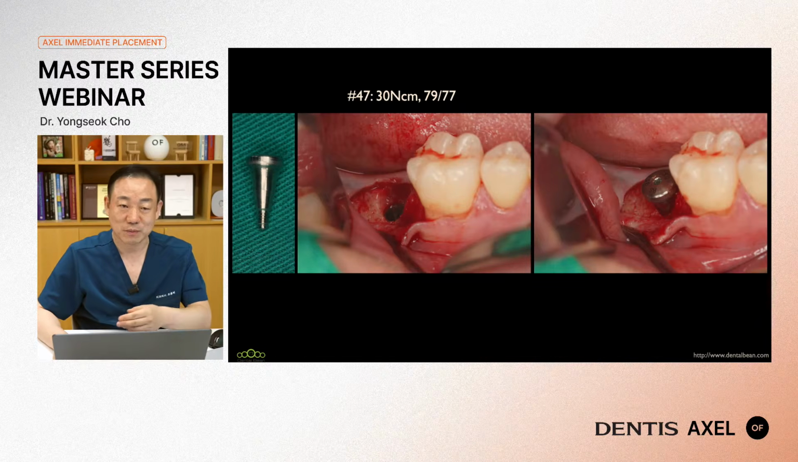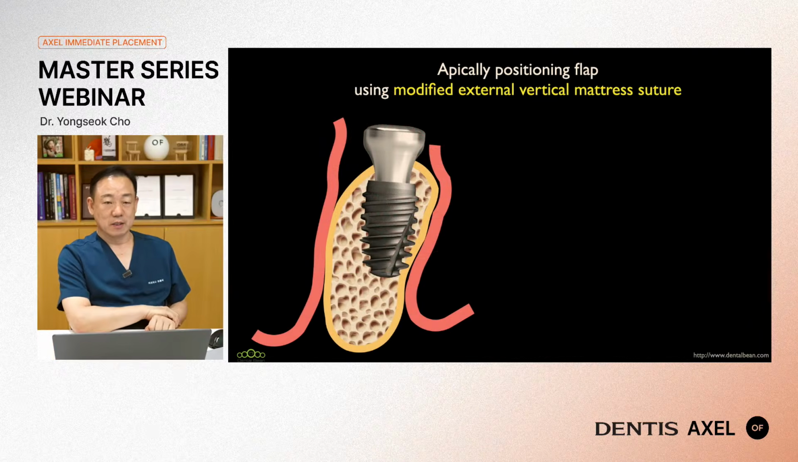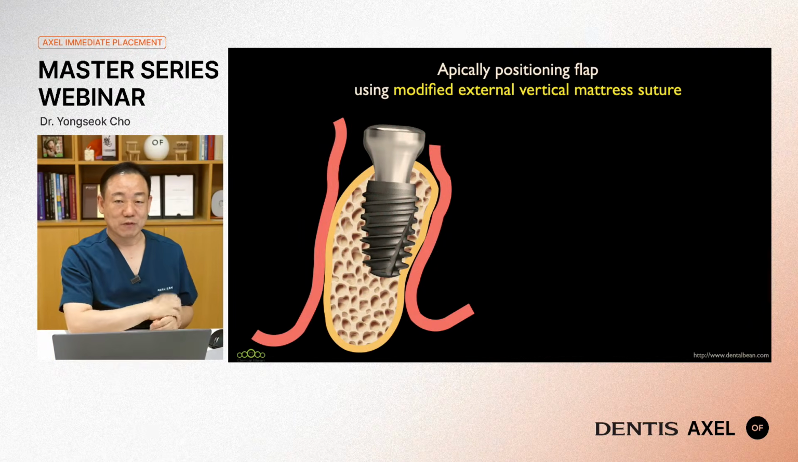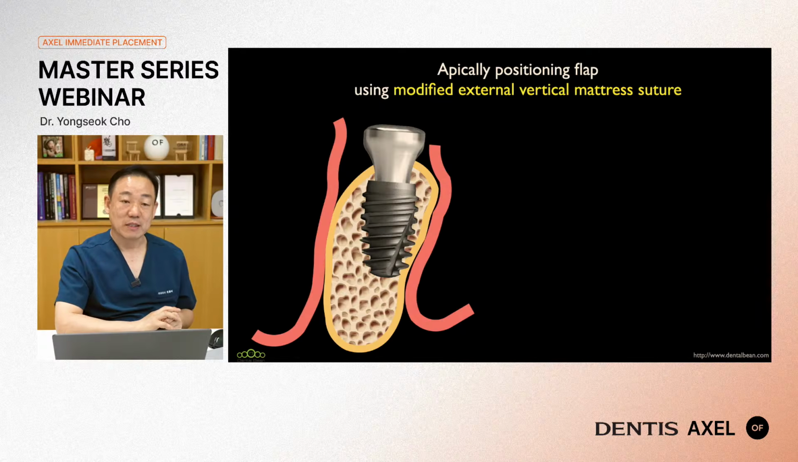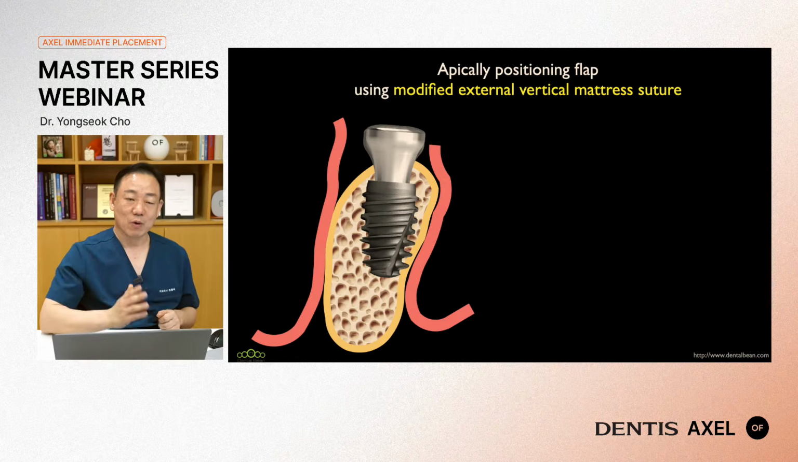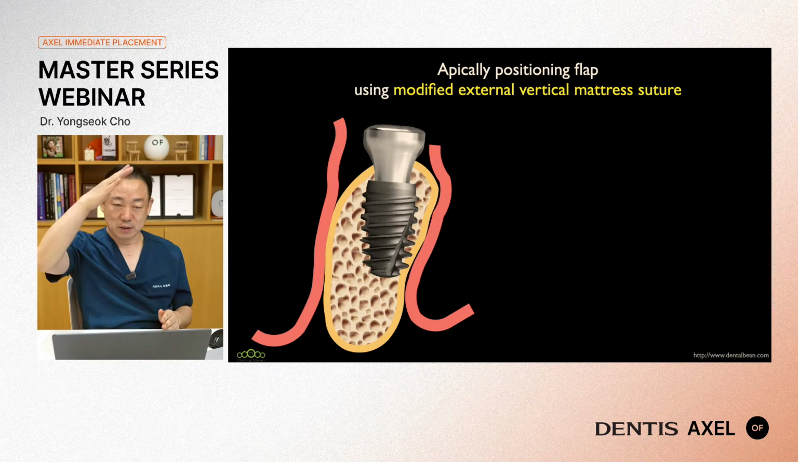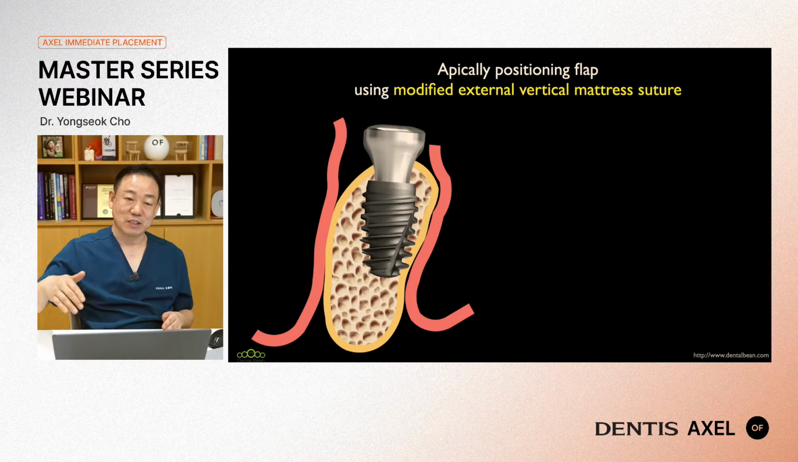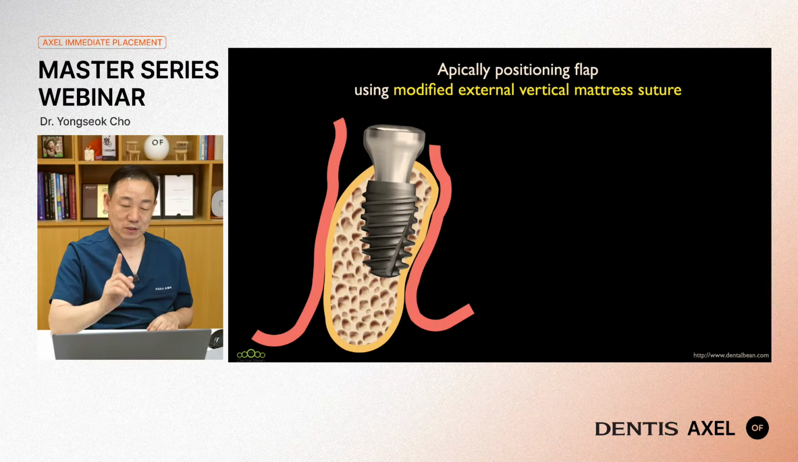Okay, then I can show you a picture of how to perform modified external vertical mattress suture. This is an illustration of the modified external vertical mattress suture. It is better to reflect the buccal flap minimally. That means better to reflect the flap only on the attached gingival zone. Just limit the flap at the mucogingival junction, and then after surgery, let's try apically position suture like this.